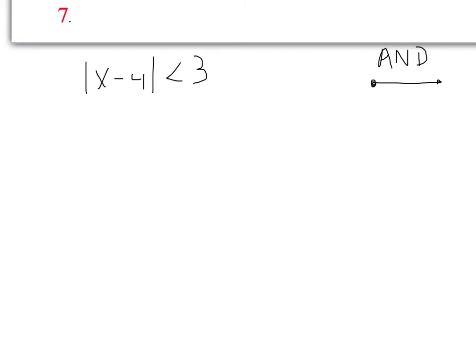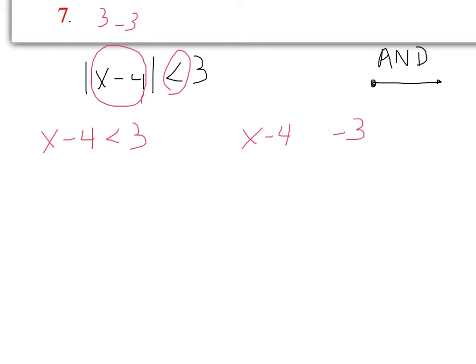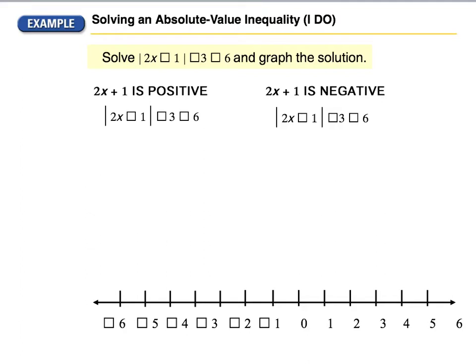So we have the possibility that this center piece could be positive. It could already be positive 3. Or it could be negative 3, and the absolute value will change it. So when we're dealing with inequalities, when you make it negative, you also have to flip the sign. This next one is going to be solved using greater than.